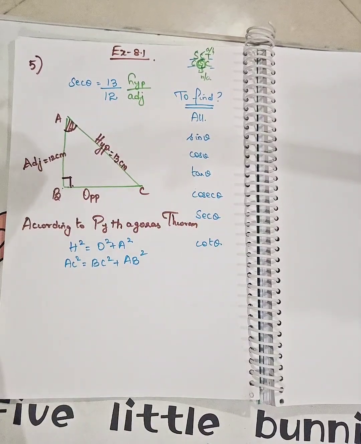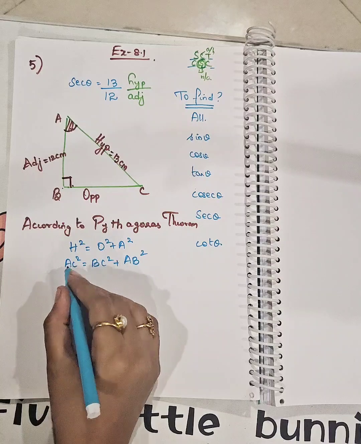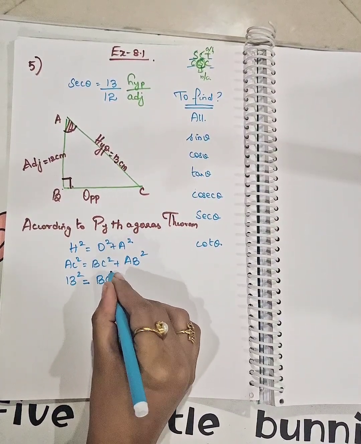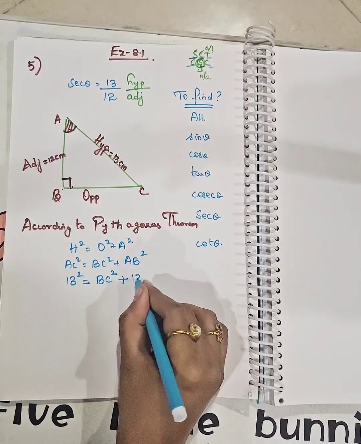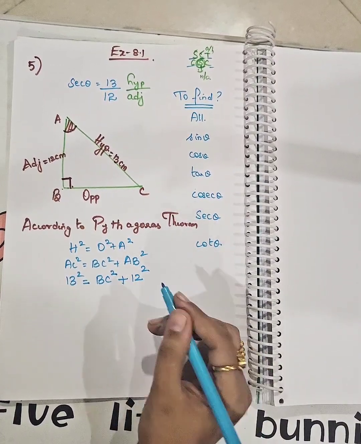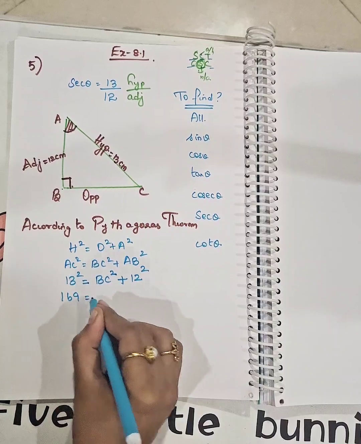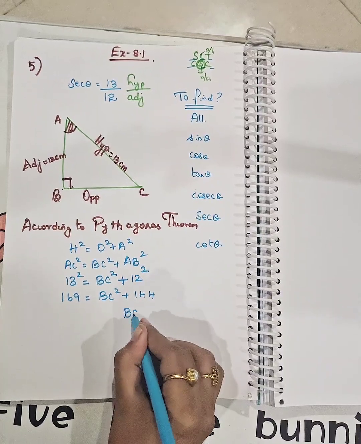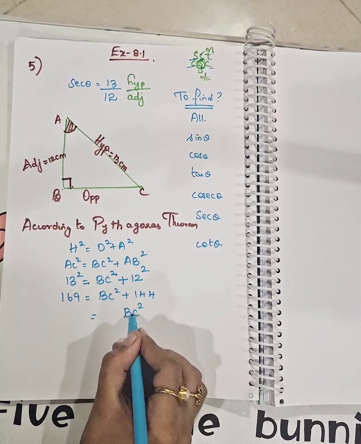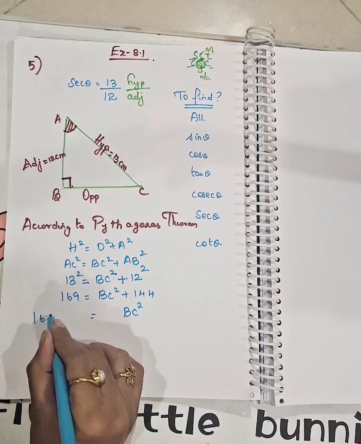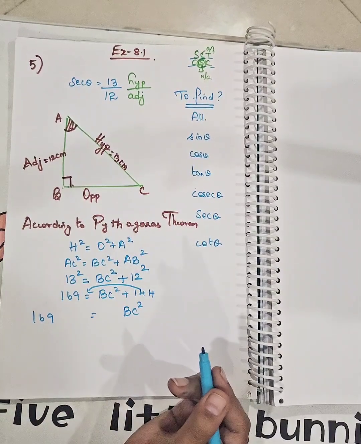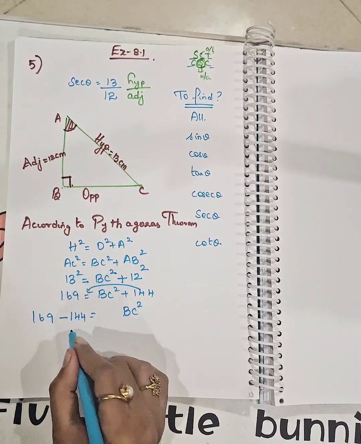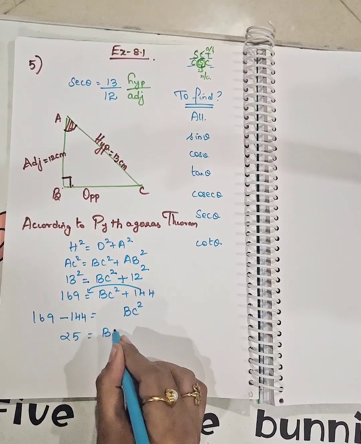So what are the known values? Let us substitute our known values. AC square, which is nothing but 13 square. BC square, we don't know what is BC square and we need to find it. Plus adjacent square, which is nothing but 12 square. Okay, students, so 13 13s are 169 equals BC square plus 144. BC square we don't know, right? So let us keep it towards one side, and plus 144 will go here and become minus 144. So what is the answer for this? 25 is equal to BC square.